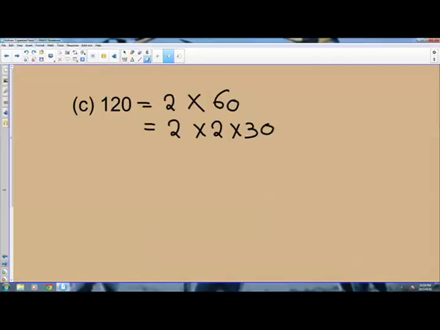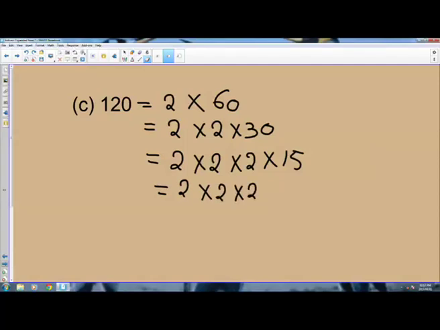Now, you still have 30 here. Is 30 a prime number? No. So go on and look for the prime factors of 30 as well. So this will be 2 times 2 times, this is 30. So it's times another 2 times 15. 15 times 2 is 30. And then this will be 2 times 2 times 2 times 15 is here now.